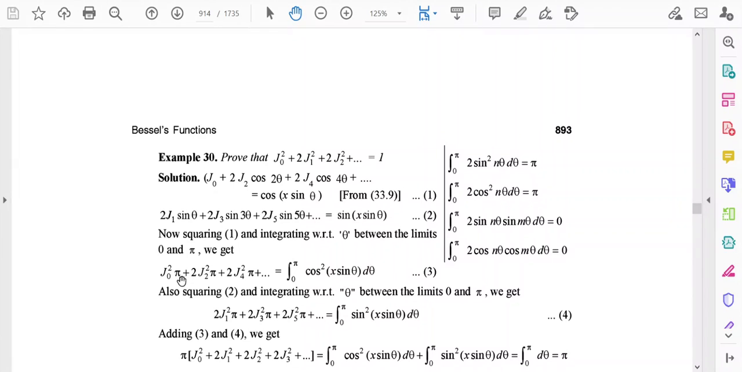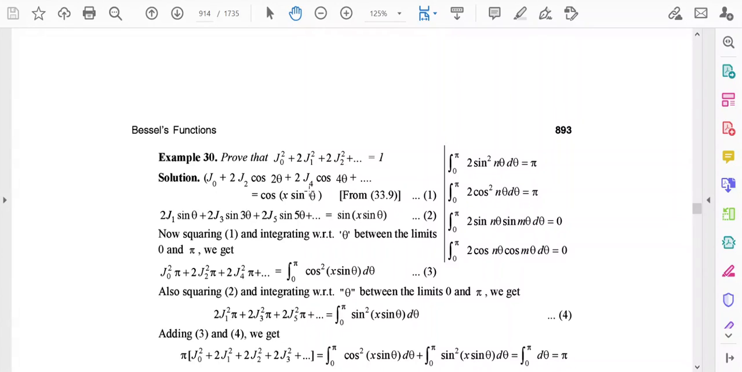For the left side, the square of this series will be, at first, the square of the individual terms. For example, j0 square, next is 2 square into j2 square into cos square 2 theta, and so on. That is the square of the individual terms, and thereafter the multiplication between different terms. For example, the multiplication between the first two terms, then this term and this term, and so on. Another set of values will be the multiplication between the individual terms.